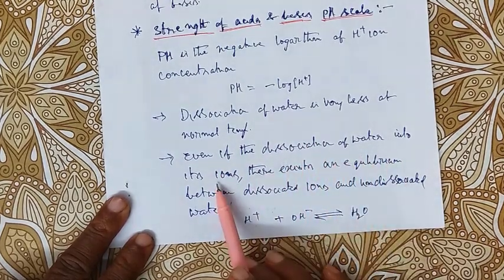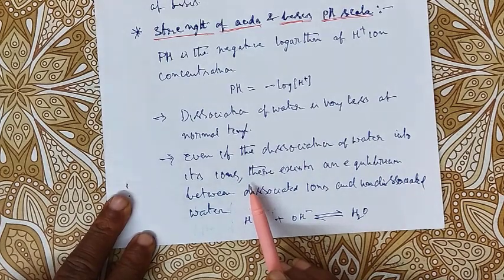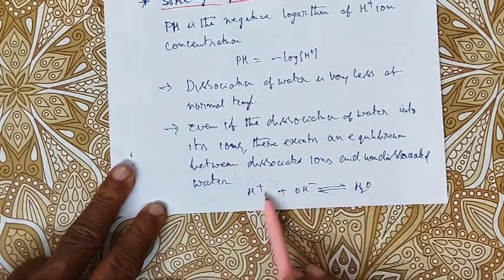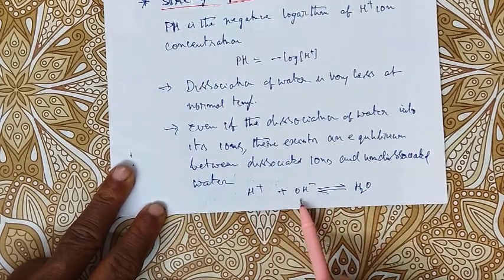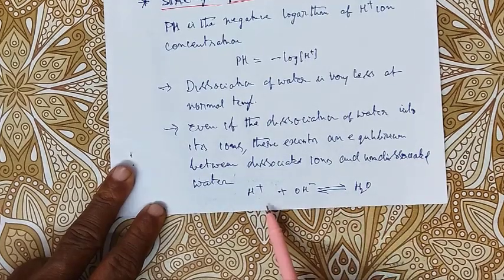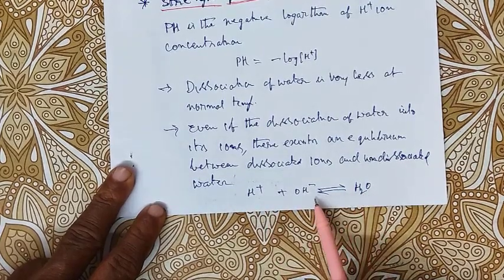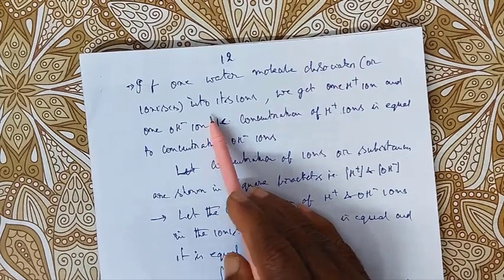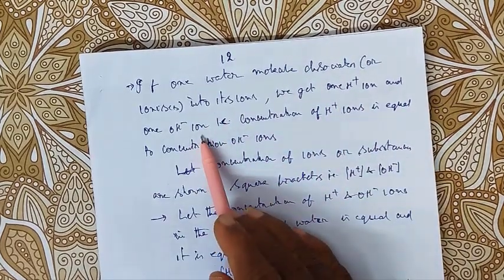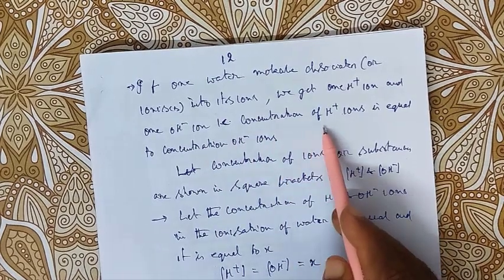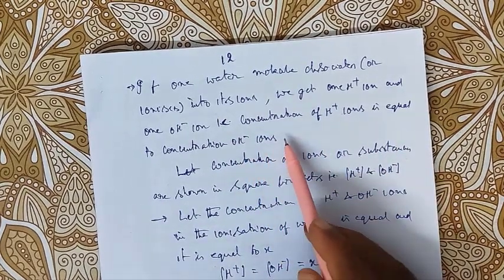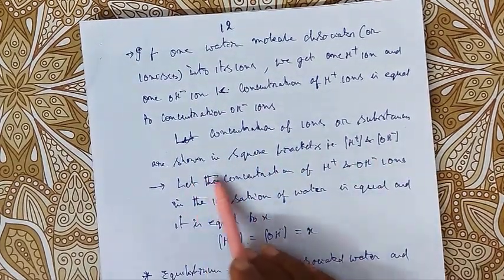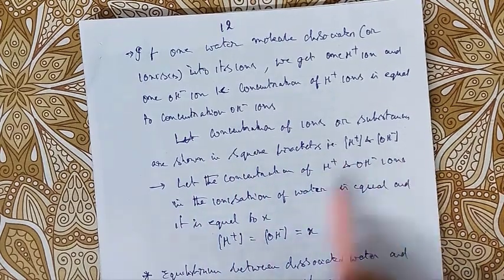Even though the dissociation of water into its ions is very less, there exists an equilibrium between ionized or dissociated ions and undissociated water. That is, H+ plus OH- gives water, or in the reverse direction, H2O gives H+ ion and OH- ion. If one water molecule dissociates or ionizes into its ions, we get one H+ ion and one OH- ion. That is, during the ionization, the concentration of H+ ion is equal to the concentration of OH- ion. The concentrations of ions in solutions are shown in square brackets, that is [H+] and [OH-].